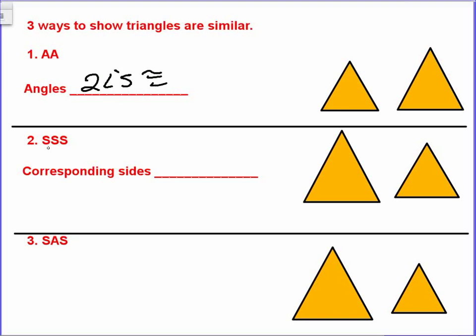The second way is side, side, side. In this way, the sides are not congruent. Remember, congruent means they're the same length. So in similarity, we have sides that are proportional. And this is all 3 sides.